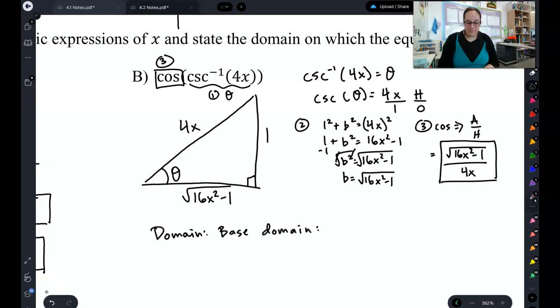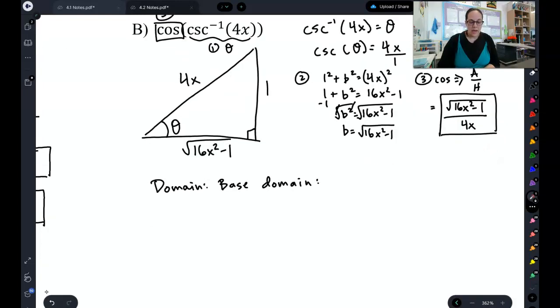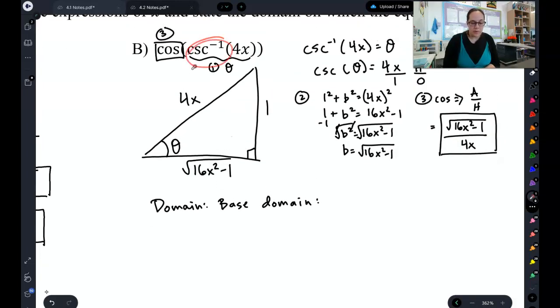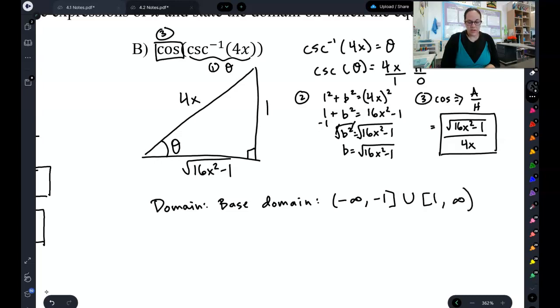Let's see how you did. So cosecant is hypotenuse over opposite. My hypotenuse is 4x, opposite is 1. Step 2, use Pythagorean's theorem to finish the triangle. And step 3, find the cosine, which is the adjacent side over the hypotenuse side. And that's what we've got. Now, base domain is the domain of the inside. You can check your domain table. So domain of cosecant is negative infinity up to negative 1 and 1 to infinity.